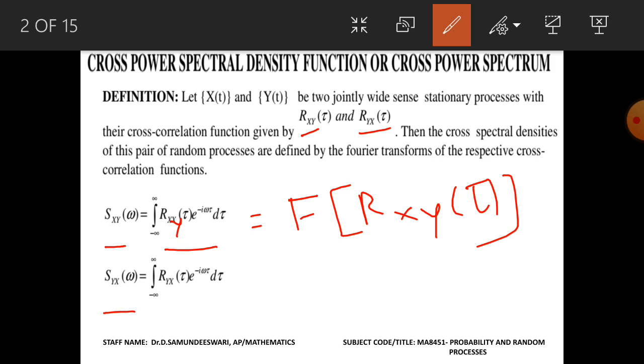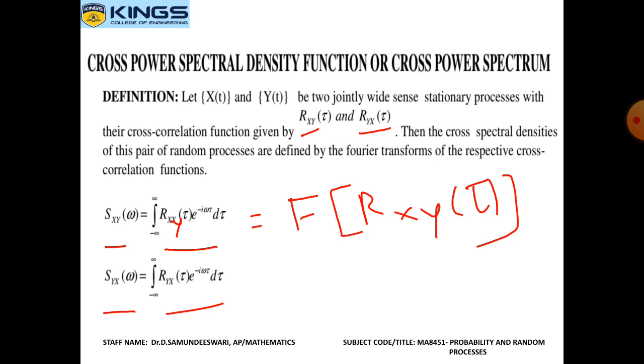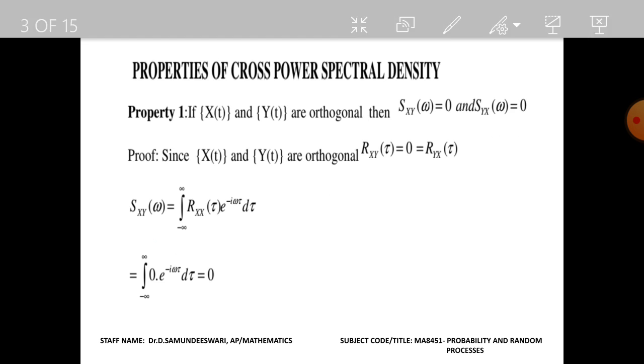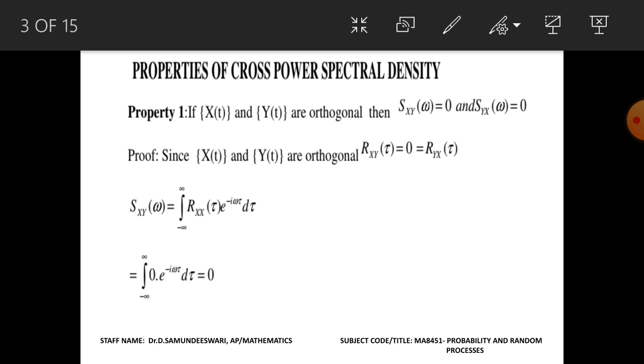Similarly, Syx(omega) equals the integral from minus infinity to plus infinity of Ryx(tau) e^(-i omega tau) d tau. This is the first definition of the cross power spectral density function. Next, we move on to the properties of the cross power spectral density function.